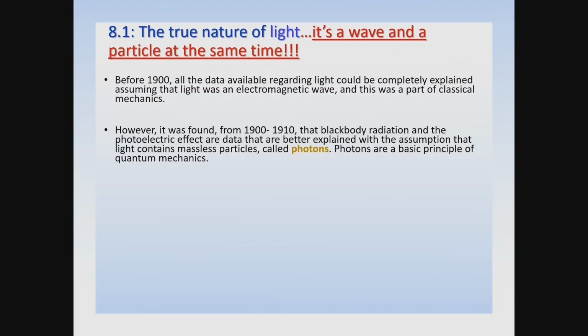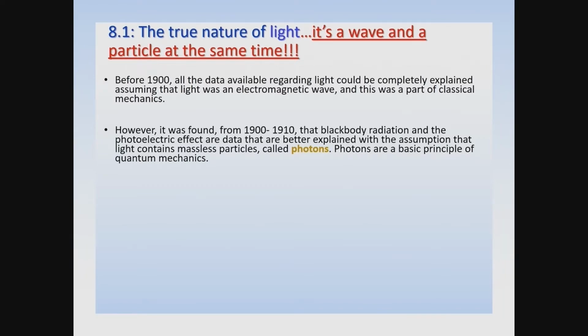And so those two pieces of data that we were looking at were blackbody radiation. What that was is when you heat up an object so hot that it releases a lot of electromagnetic radiation, and a lot of that can be released in the visible range, and so you can see that. And if we look at that spectrum, what the scientists found at the time is that that particular spectrum could not be explained by assuming light is traveling as a wave, but instead as a particle.